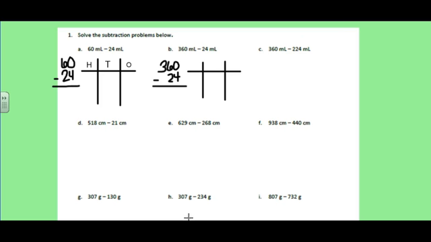So the only thing you're doing right now, you're not solving anything, you're writing the problems. And beside each problem, you're getting your place value chart drawn. So just get that done for now, and then push play whenever you're ready to start working on the problems.